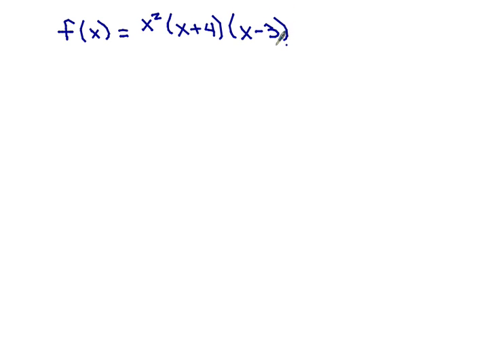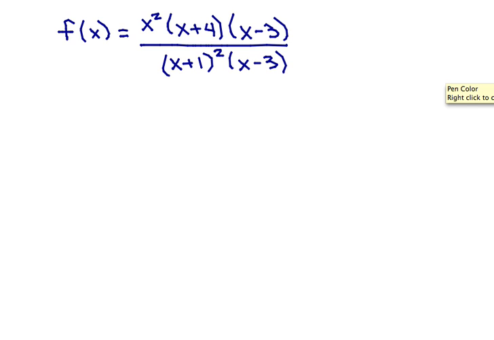Type of idea. This is really just one big problem. We're just going to figure out how do you graph something that is a rational function. And so we're going to start with our f of x equals x squared times x plus 4 times x minus 3 over x plus 1 squared times x minus 3.